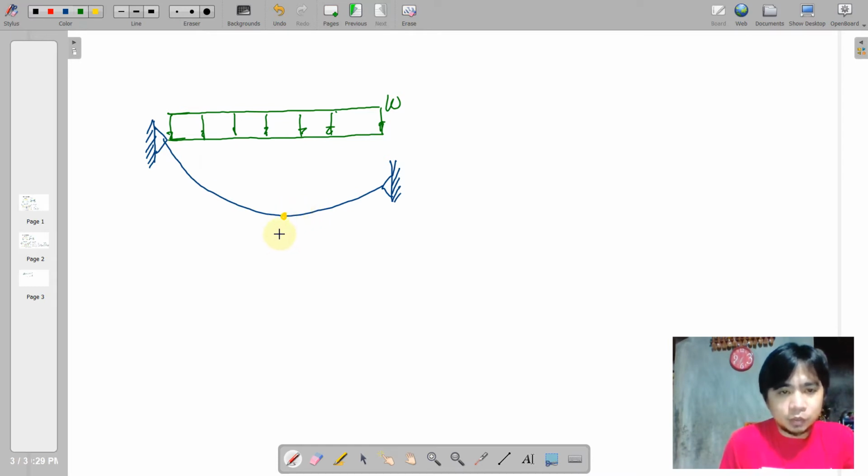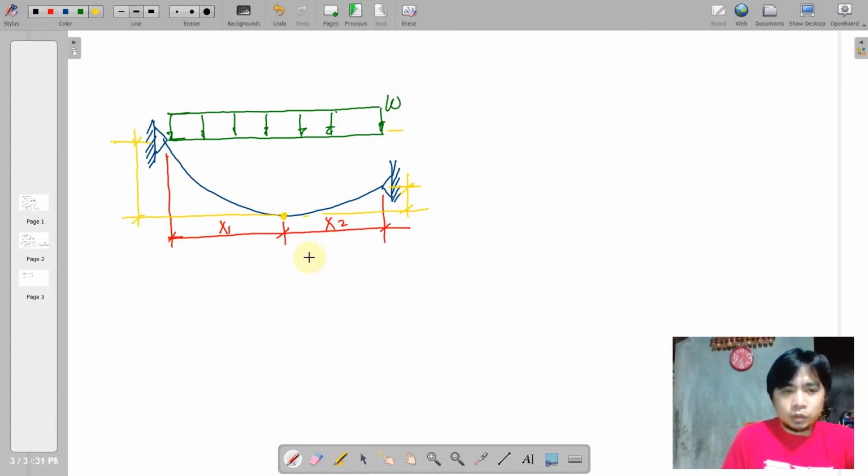So if this is the lowest point, this is not necessarily asymmetrical, but if these two supports are on the same level, this could be a symmetrical one. So we have an asymmetric cable here, so we're going to label the horizontal distances as x1 and x2. We also need to locate the lowest point from the support vertically. Say this is y1 and this is y2.